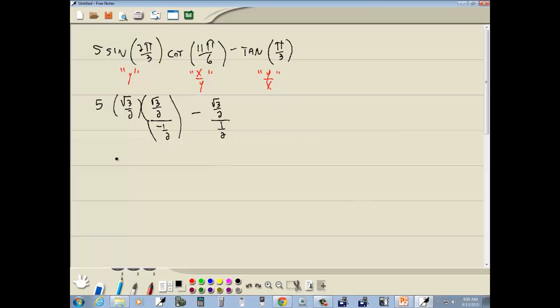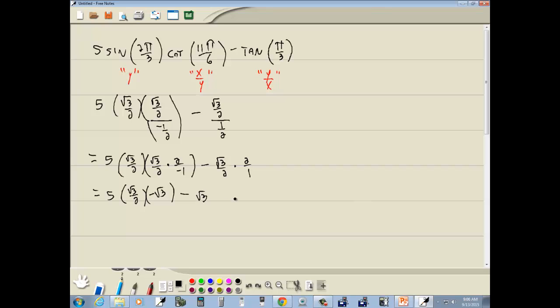Okay. Well, let's do some simplifying now. So we got 5, and we got square root of 3 over 2. Now, whenever you have a single fraction down below, you can flip it, take the reciprocal of it, and multiply times your top part. So we got square root of 3 over 2 times 2 over negative 1, minus, same idea here, so we got square root of 3 over 2 times 2 over 1. So we got 5 square root of 3 over 2. Those 2's cancel, and we'll have negative square root of 3, minus, those 2's cancel, and we got the square root of 3.